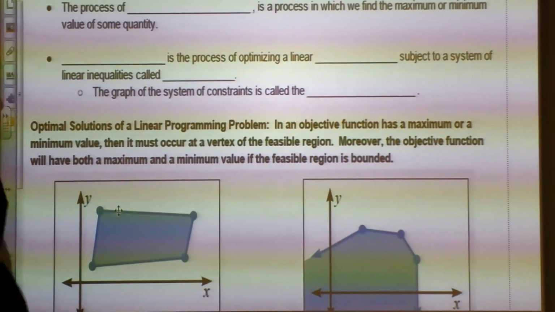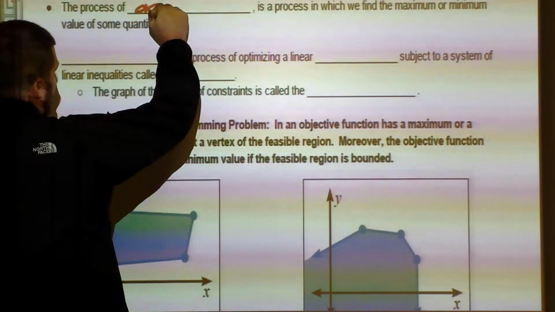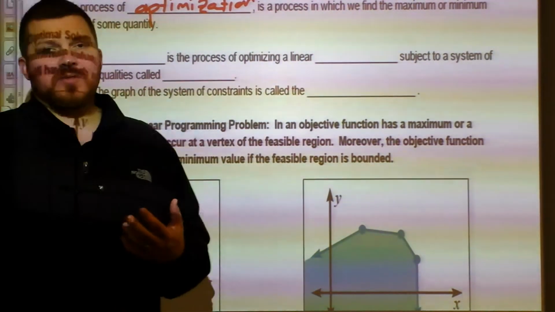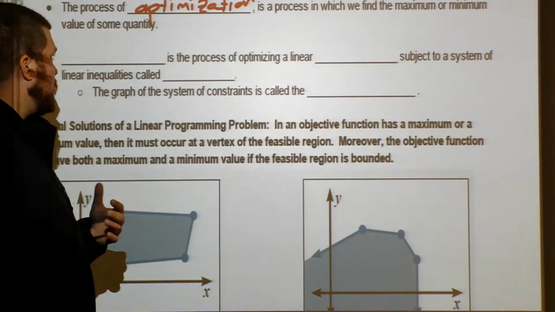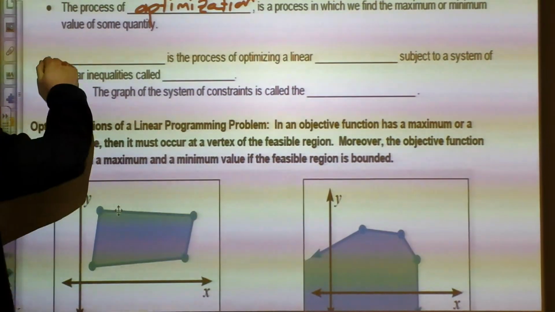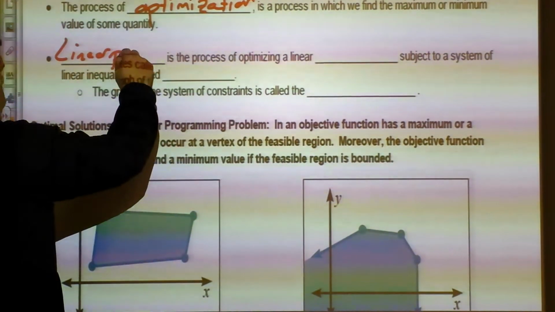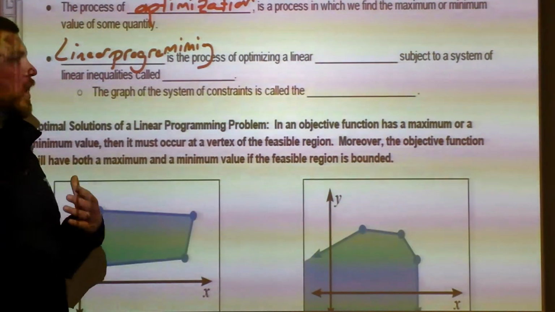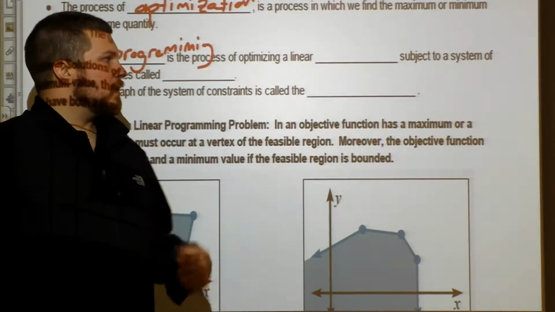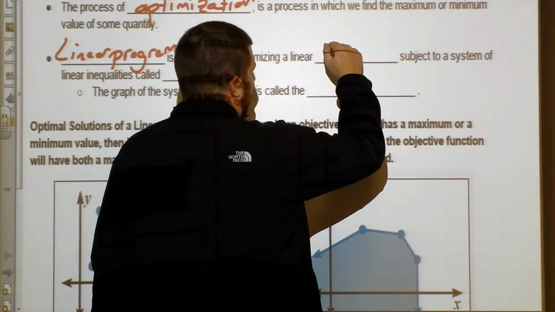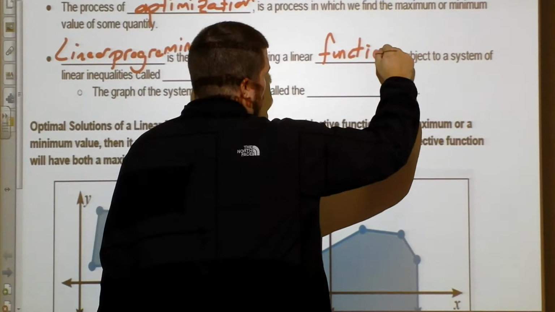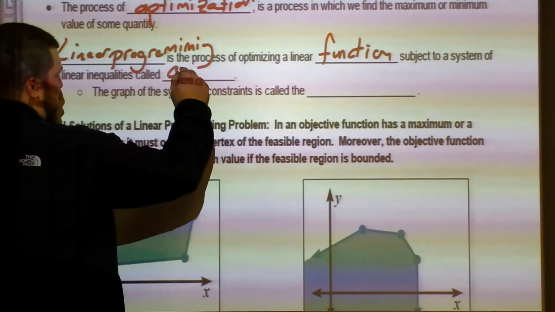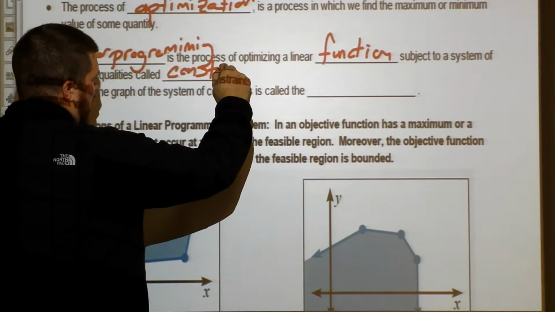All right, so the process of optimization is a process where we find the maximum or the minimum or both of a particular function. So linear programming is the process of optimizing a linear function that's subject to a system of constraints. Okay? And these constraints are going to be represented by linear inequalities.